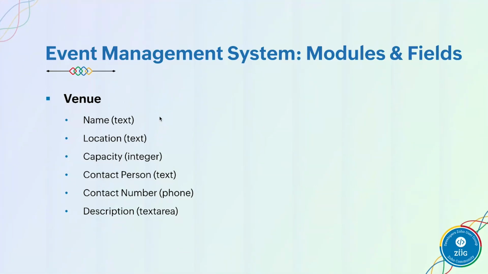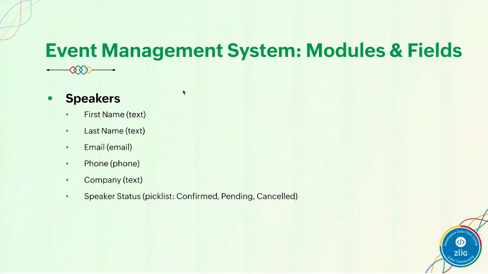Another custom module, venue, which has the name, location, capacity, the contact person and contact number of the venue, and a brief description of the venue. We also have the speakers module, in which we have the name of the speaker, email, phone number, the company which the speaker is representing, and the status: confirmed, pending, and cancelled.